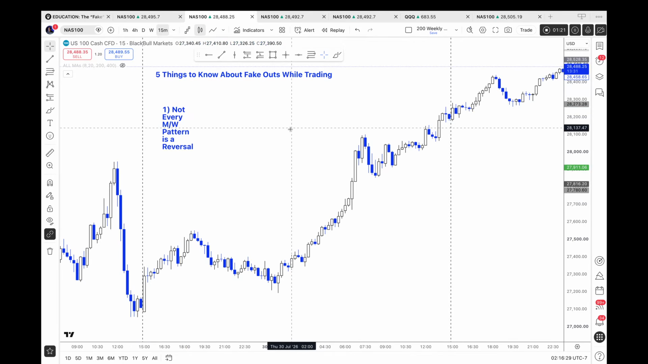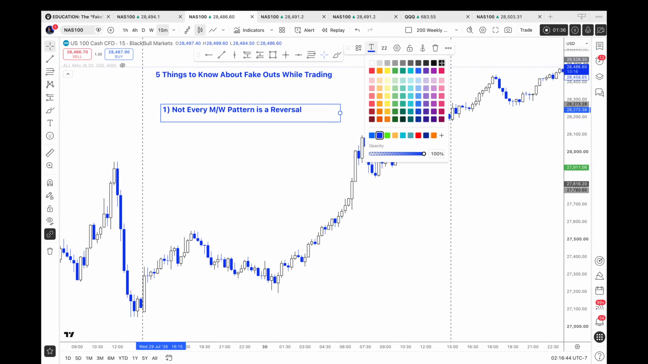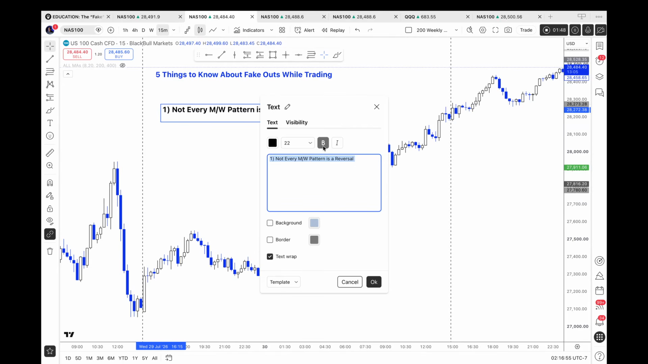And I say that because sometimes when you're trading, you'll notice what looks to be a pattern. And you're like, oh, I know that this is the M and W pattern, or this is this, or this is that. And then what happens? It fakes out and it goes the other direction. And so, what I need you to know is that not every M and W pattern is a reversal. Context matters more than the pattern itself.